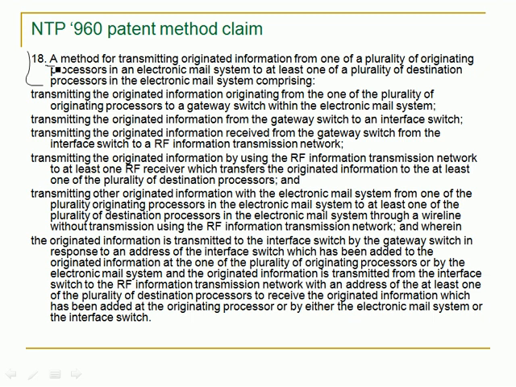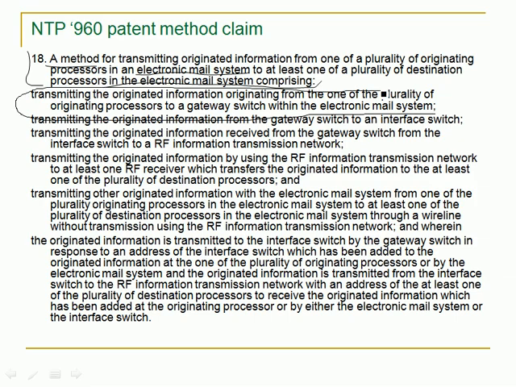A method. There's the indefinite article. Electronic mail. Ooh, where have I seen that before? One of a plurality of originating processors in an electronic mail system to at least one of a plurality of destination processes in an electronic mail system. This sounds like your patent. This claim has your name written all over it. Transmitting the originating information originating from one of a plurality of originating processors to a gateway switch within the electronic mail system.